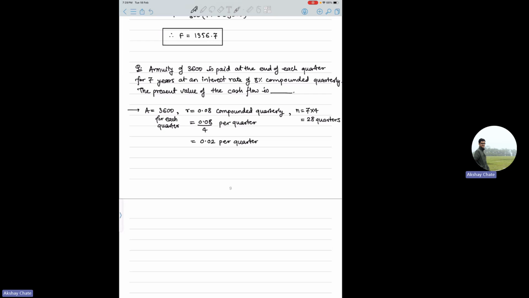Okay, so now based on A we need to find P. So you have to use this formula. If you remember, this is the present worth factor in your equal payment series. So here, if you have access to tables, you should use this table with the effective interest rate of 2% per quarter for 28 quarters, right? But if you don't, then you need to remember the formula, which was 1 minus (1 plus i) power minus n, divided by i.